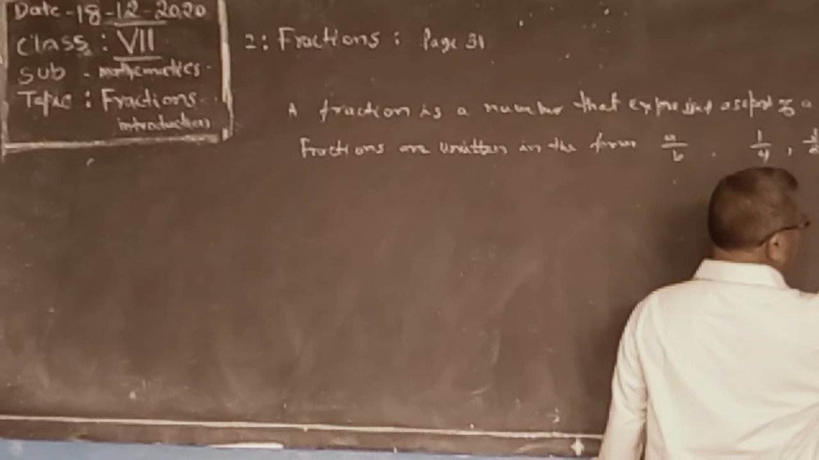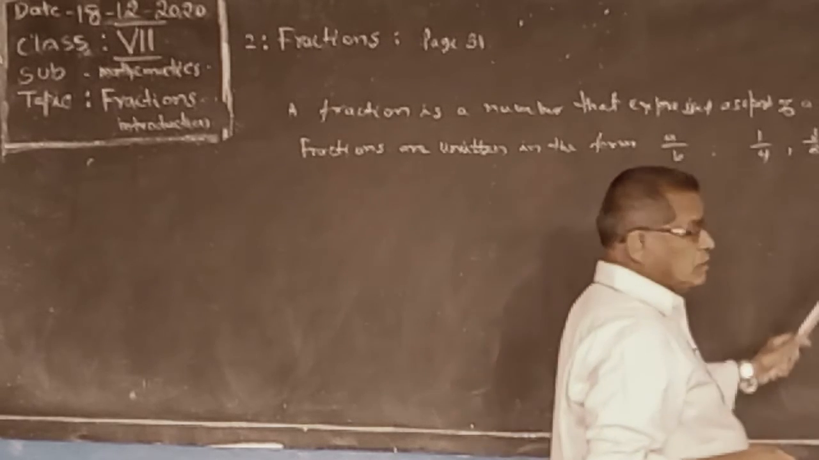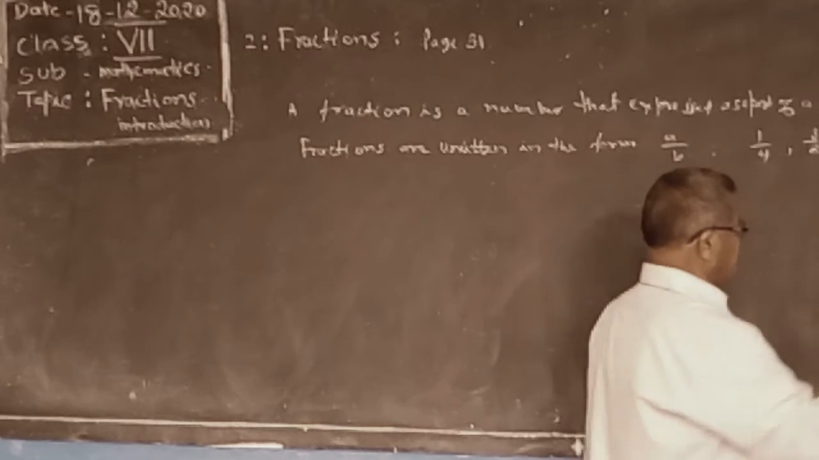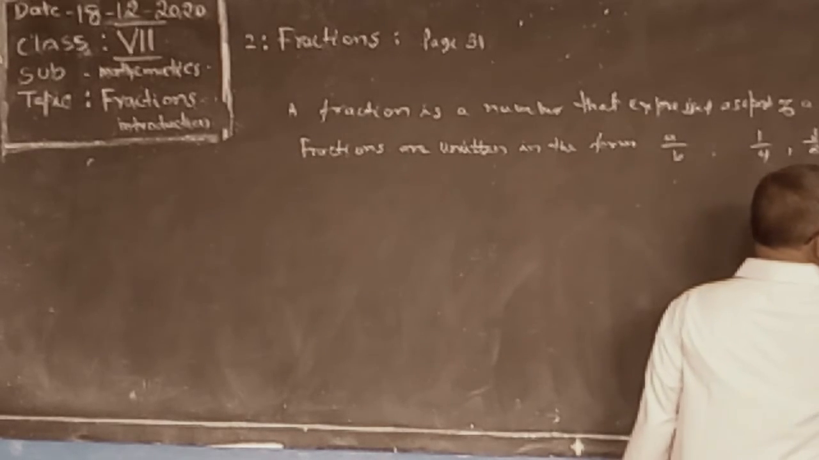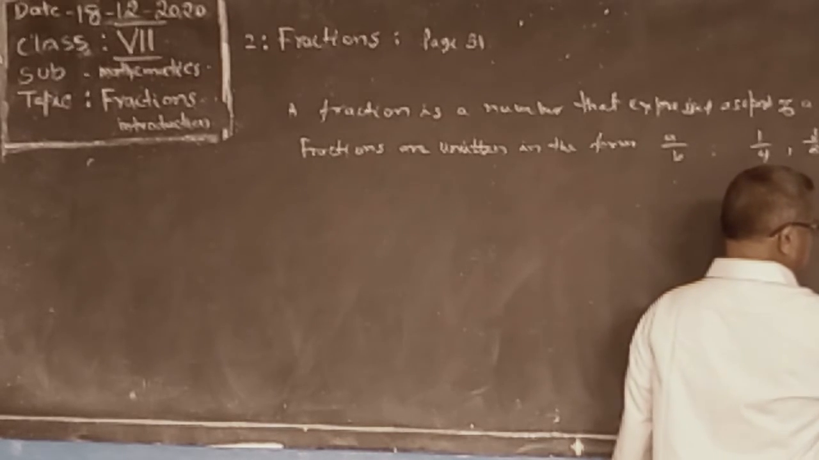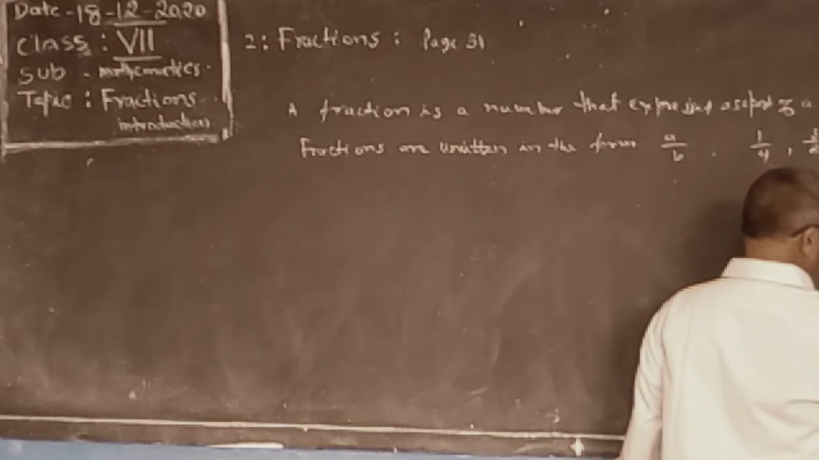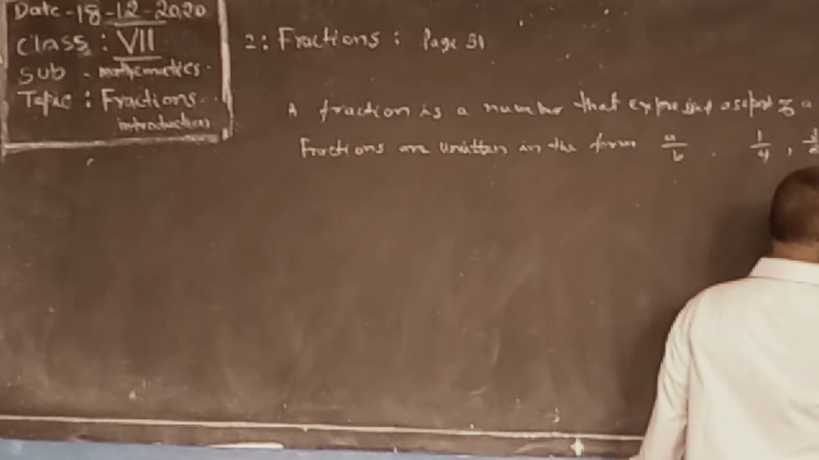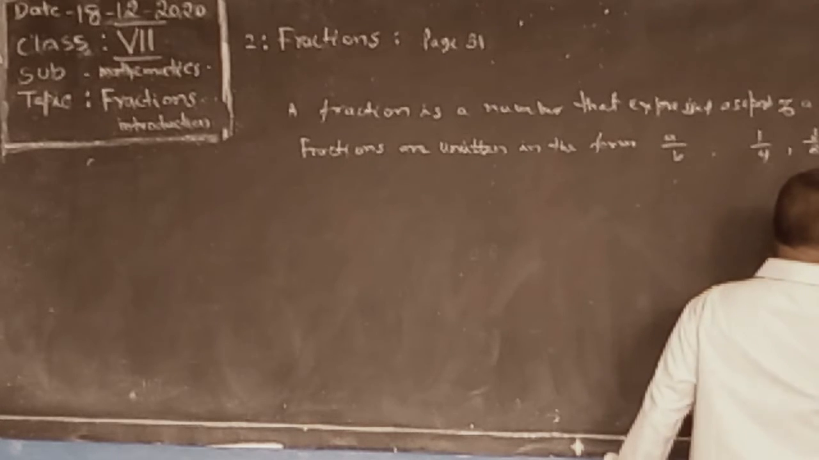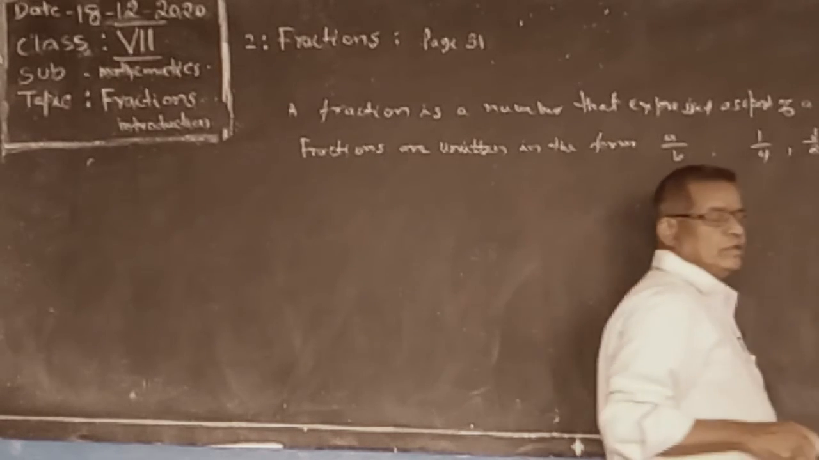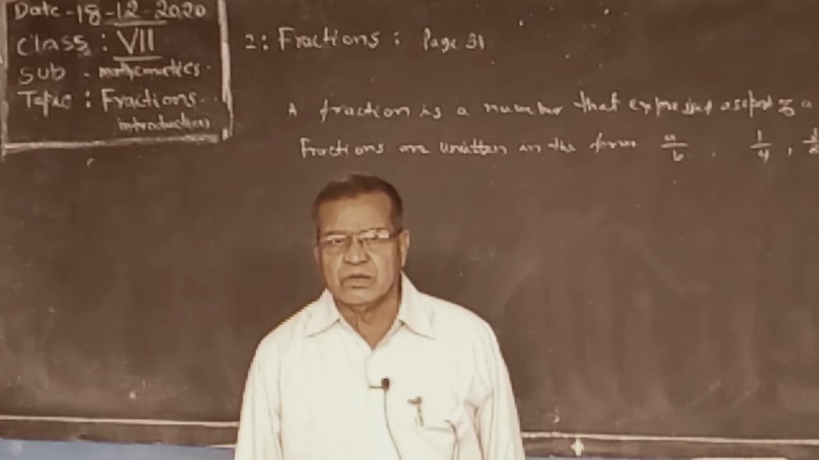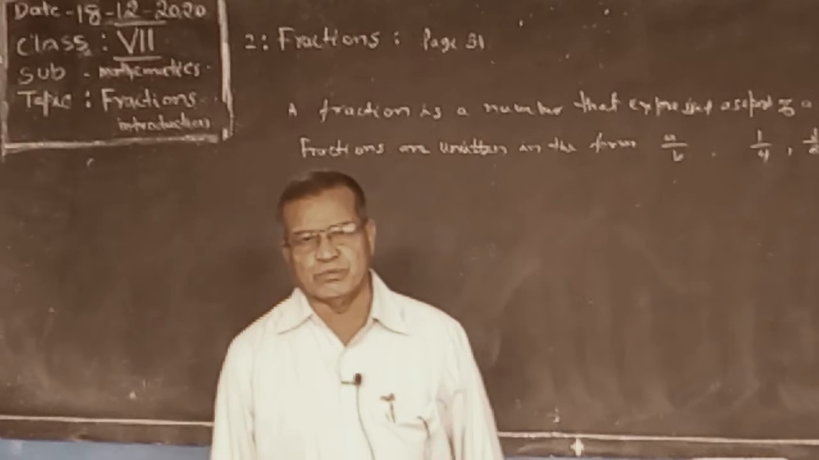Sometimes the numerator is more. Here the numerator is more, so it is more than 1. It is 7 by 6. 7 divided by 6: 6 ones are 6, remainder 1. So this is written as one whole number and the fraction 1 by 6. If the numerator is more, it is more than a whole number.